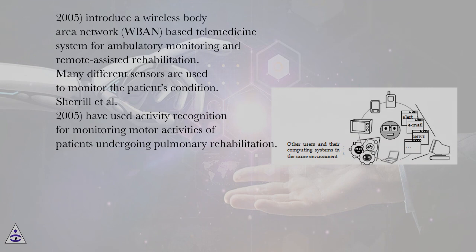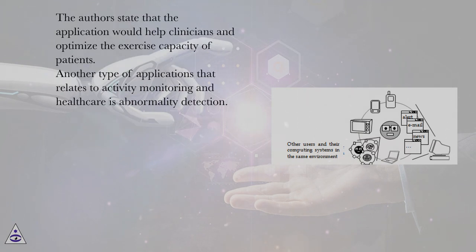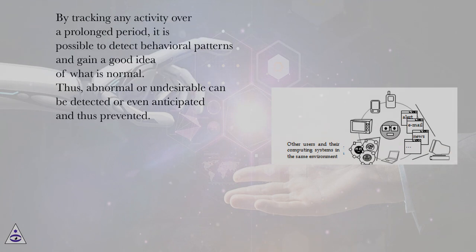Cheryl et al. 2005, have used activity recognition for monitoring motor activities of patients undergoing pulmonary rehabilitation. The authors state that the application would help clinicians and optimize the exercise capacity of patients. Another type of application that relates to activity monitoring and healthcare is abnormality detection. By tracking any activity over a prolonged period, it is possible to detect behavioral patterns and gain a good idea of what is normal. Thus, abnormal or undesirable behavior can be detected or even anticipated and thus prevented.